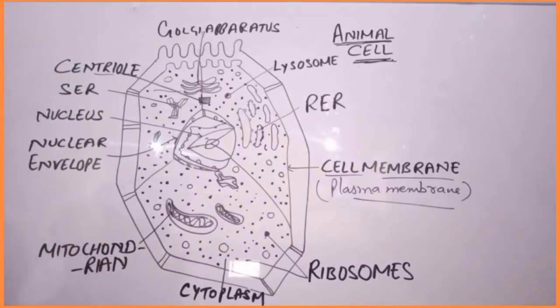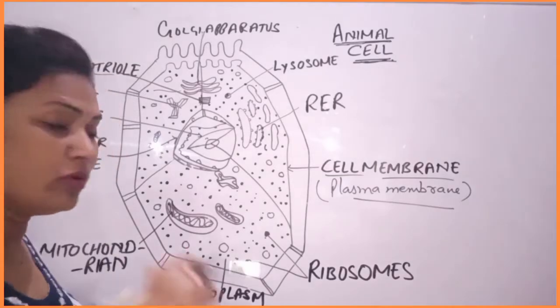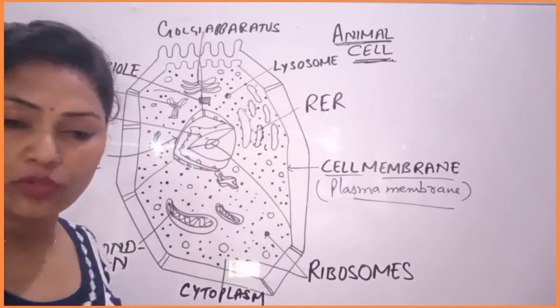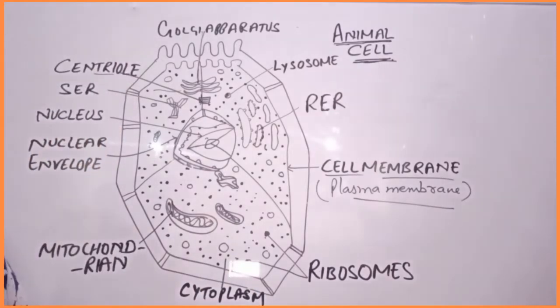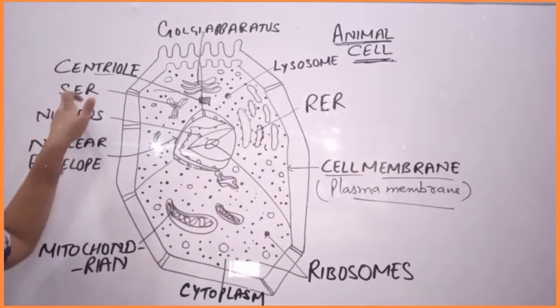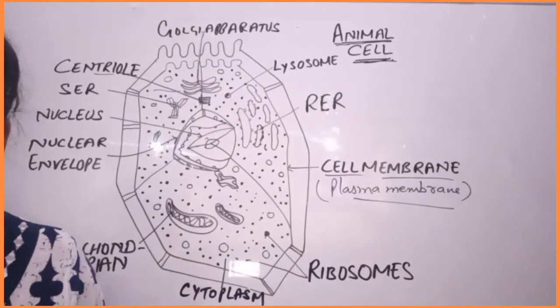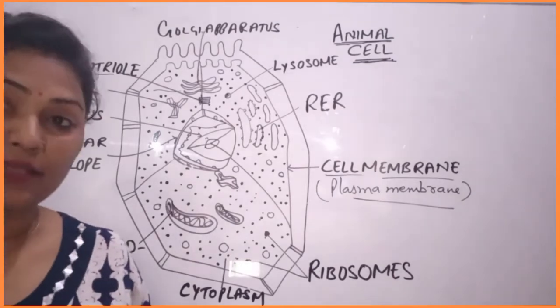Second, Golgi bodies are also found in the cells of higher organisms, and the main function of the Golgi body is to secrete chemical substances. You know that chemical reactions are taking place inside the cell, so they will secrete the chemical substances. Now next, endoplasmic reticulum, that is rough ER and SER. Endoplasmic reticulum is present in all cells of higher organisms except in red blood cells.